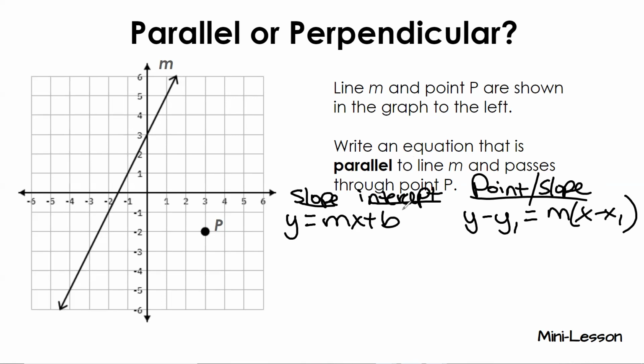So we have slope intercept and we have point slope. Depending on the information that they give us, we can write an equation. Did they give us the y-intercept for our point? No, our point is all the way over here. So what we want to do is write an equation that's parallel. That means it has to have the same slope as this line.